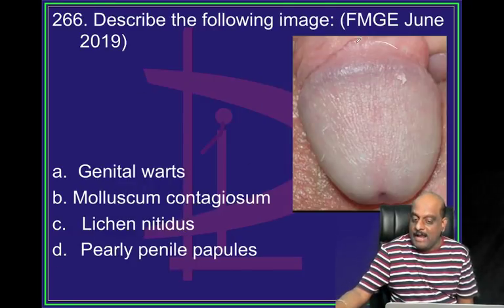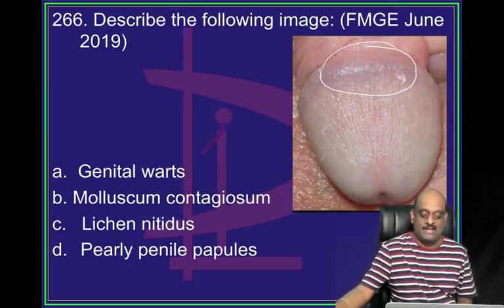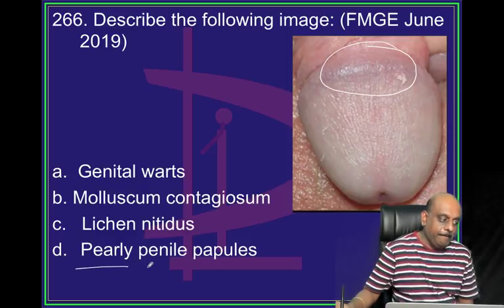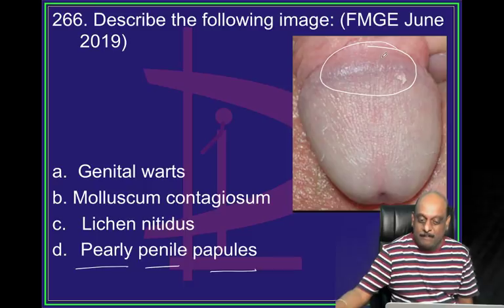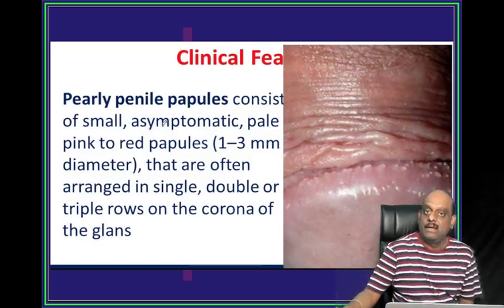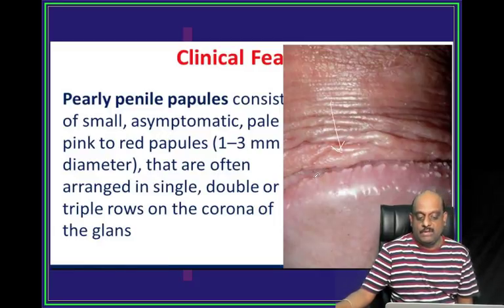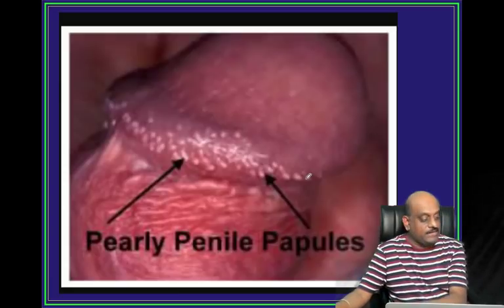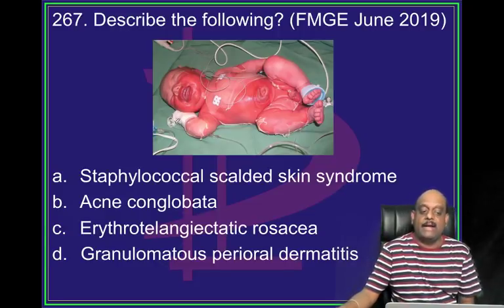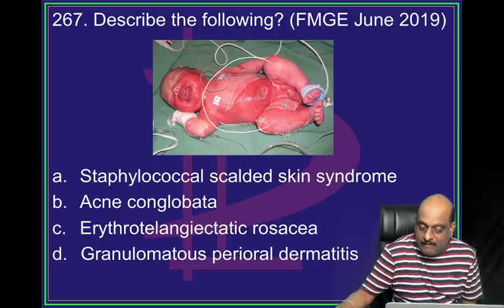Now, on the glans penis, what are these shiny areas that you are seeing? They are called pearly penile papules. Pearly penile papules is what you need to remember. They are asymptomatic, pale, pink to red papules along the corona of the glans, is what you should remember. So these are called pearly penile papules, a very benign condition. Now, doctor, what is this peeling away of the skin?